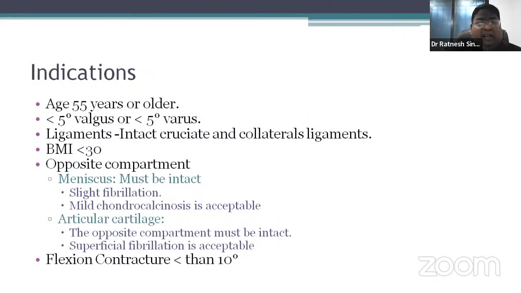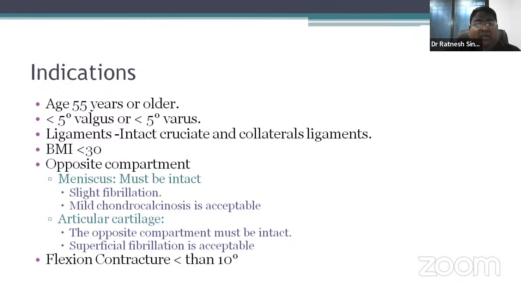So coming to the classical indication for the UKA, although the indication has been broadened a lot these days, the classical indications are age 55 years or older, varus or valgus deformity should be less than 5 degrees. If it is more than 5 degrees, that should be correctable. We need the intact cruciate and collateral ligaments. BMI should be less than 30. In the opposite compartment, the meniscus must be intact. Suppose we are doing the medial one, in the lateral compartment the meniscus must be intact.